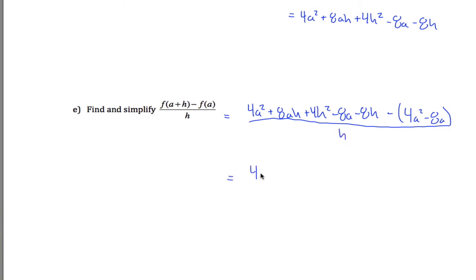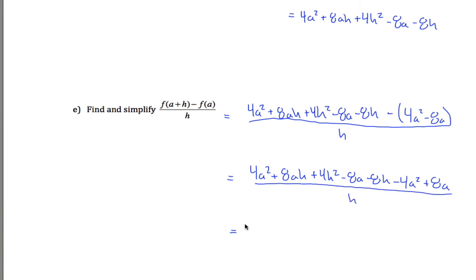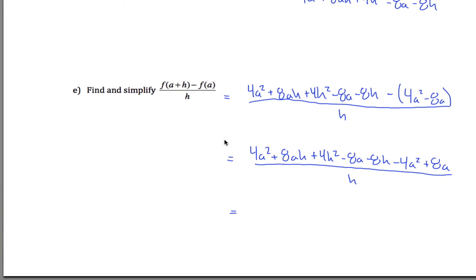So what I have is 4a squared plus 8ah plus 4h squared minus 8a minus 8h. If you take this negative and distribute it through, you get minus 4a squared plus 8a, all divided by h. And now some things should cancel out. I can use a pen to show what cancels out. 4a squared and negative 4a squared, nice. Negative 8a and positive 8a, awesome.